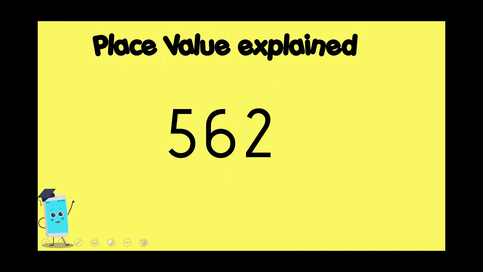So let's take a number. We've got 3 digits on the screen, and in year 3 your child would be expected to be able to read a 3-digit number. If they're not able to read the 3-digit number, I would suggest going back and having a look at some of the year 2 expectations and building them up until they are able to understand a 3-digit number. So the number on the screen, we've got a 5, a 6 and a 2. We've got the number 562. The digits are each number. So in the number 562, we have the digit 5, the digit 6 and the digit 2.